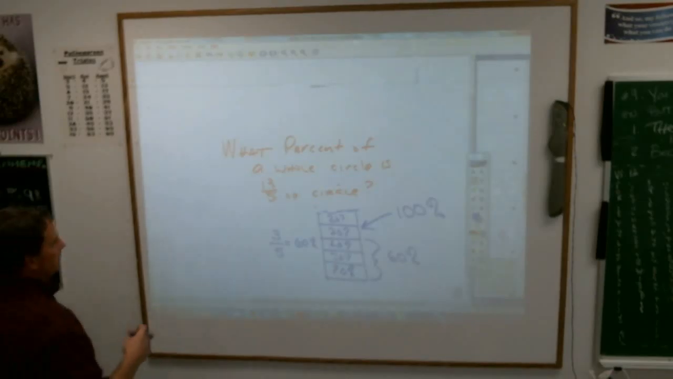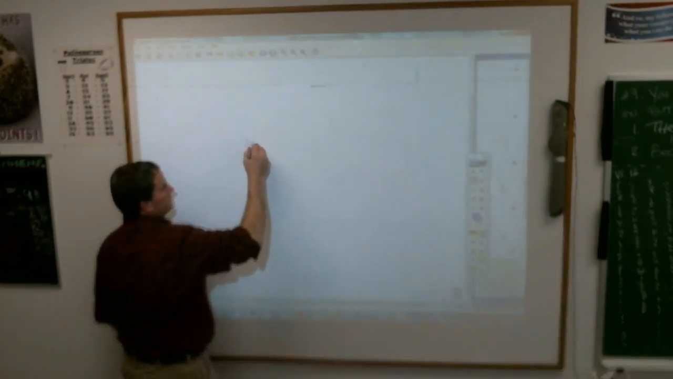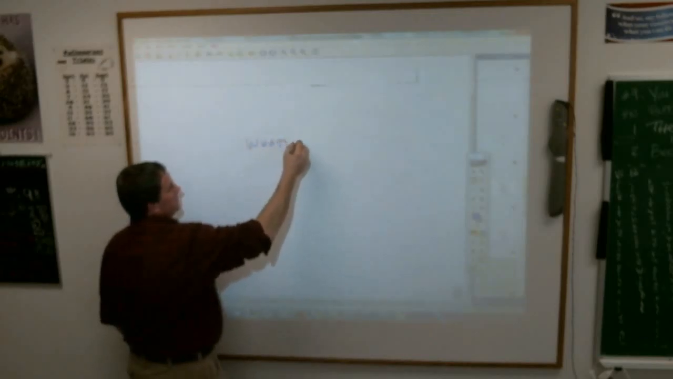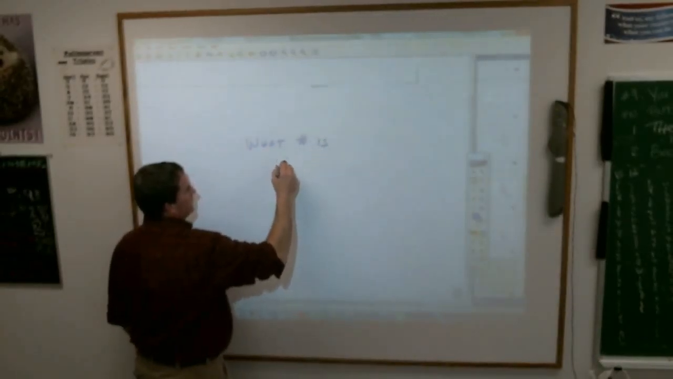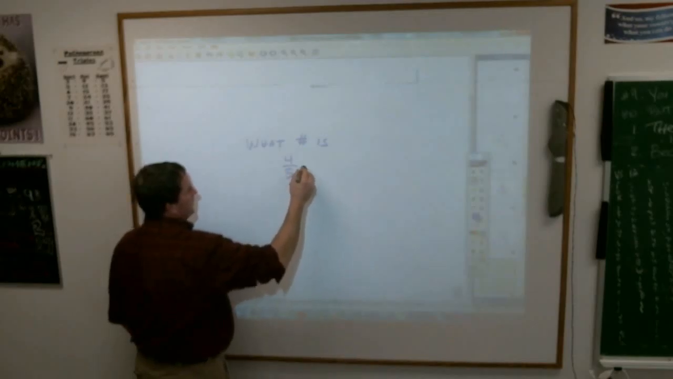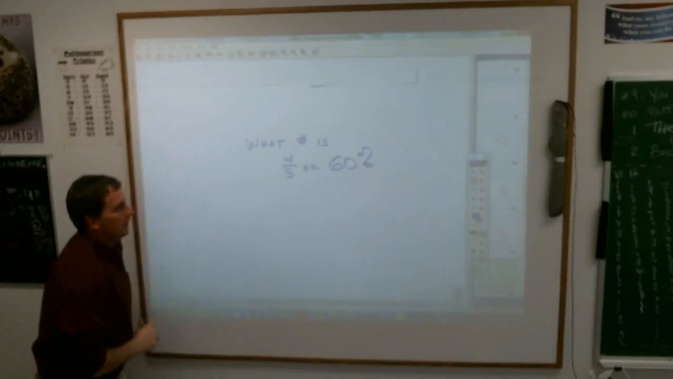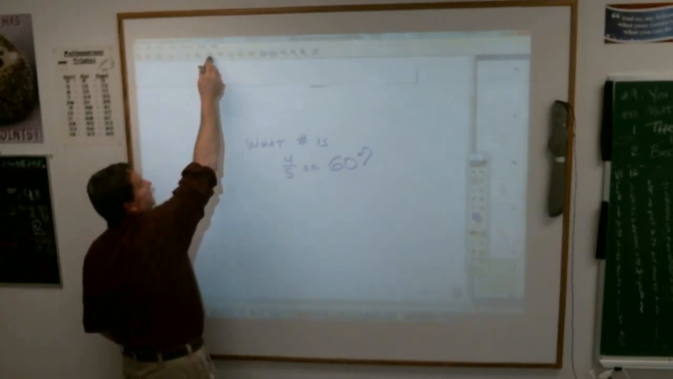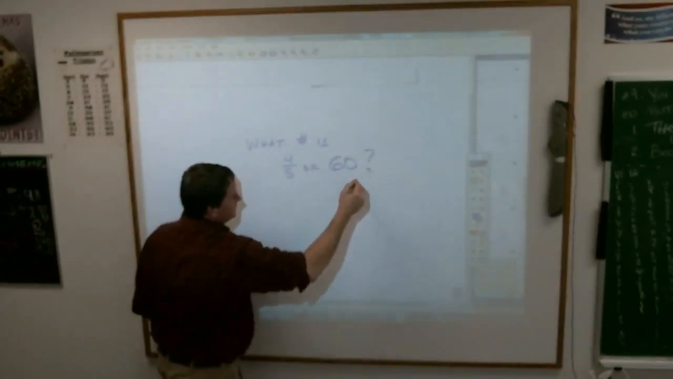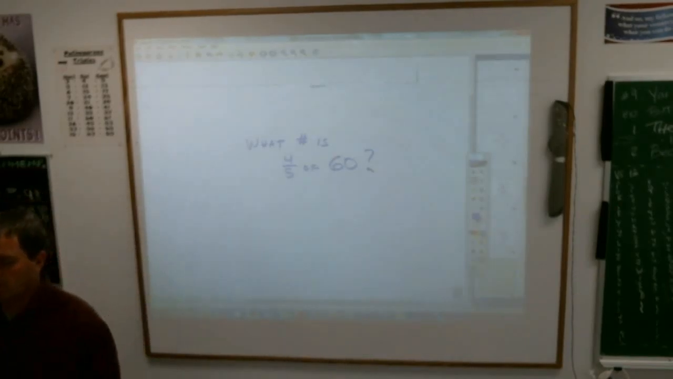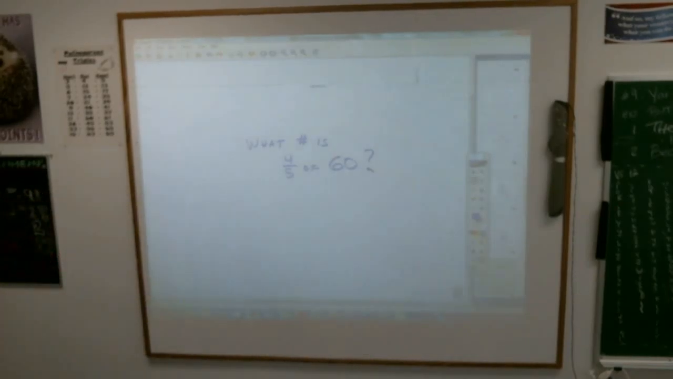How about this? I'll let you do this one. What number is 4/5 of 60? Not percent, just 60. I'll let you do that. What number is 4/5 of 60? What number is 4/5 of 60? And again, you're going to draw a box.